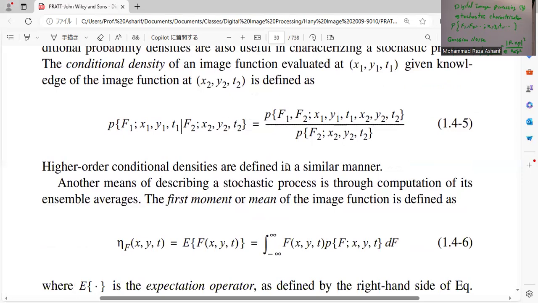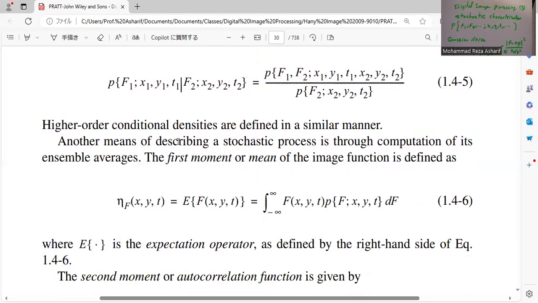This is in probability, usually you know about this. And higher order conditional densities are defined in a similar manner. Another means of describing the stochastic process is through the computation of the ensemble average. The first moment, or the mean of the image function, is defined as eta f, which is the expected value of f, which is f multiplied by the probability density function, f df.